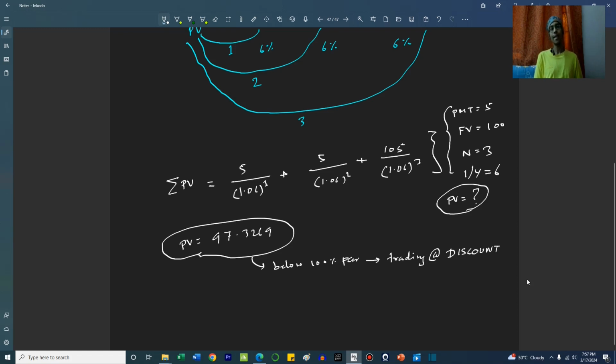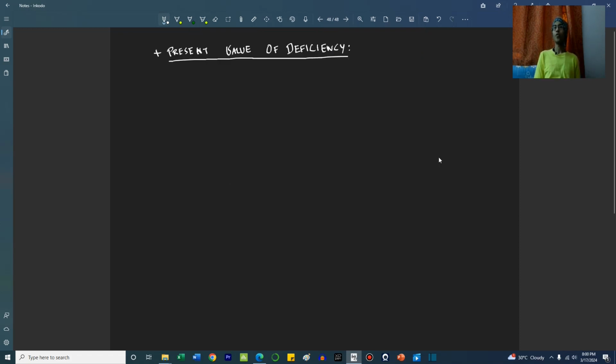Now we will take another angle of deducing this present value. That is the angle of measuring the present value of the deficiencies. Let's look at what we are talking about. So our assumptions were the coupon is $5. The maturity amount is 100.